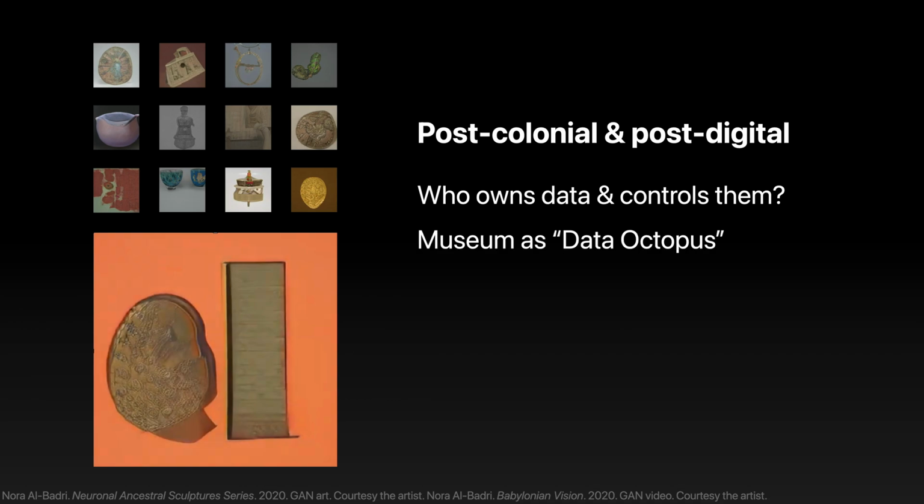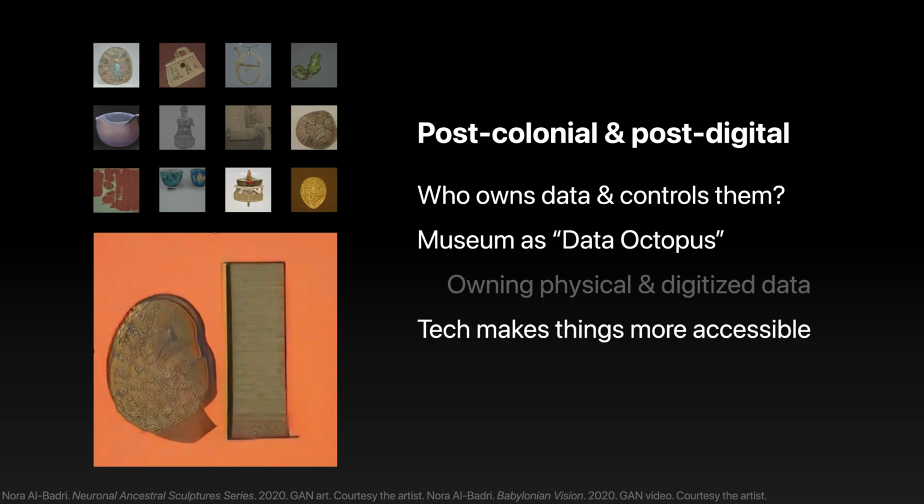It's the museums that are data octopuses. They not only control the physical data, but they control the digitized data. They scan the work and they don't release it to the public. Most of them don't. So they're data octopuses that control the physical objects that are held basically in a glass cabinet, and also the digitized version, which is not released to the public.